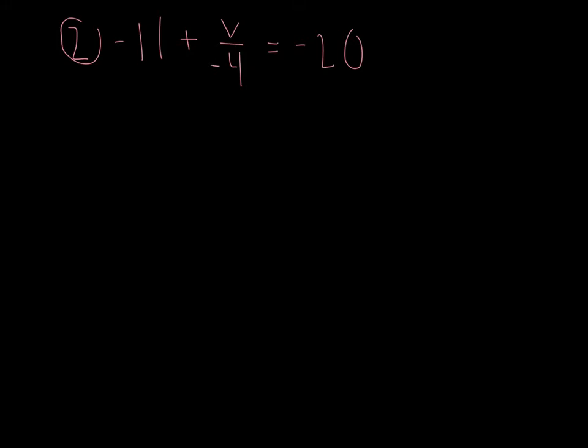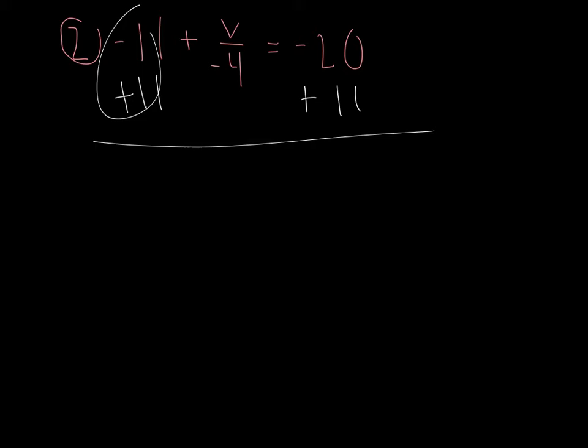So for example, to move this negative 11 to the other side, we need to do the opposite of negative 11, which is we would add 11 to both sides of the equation. When I say both sides, I mean both sides of the equation, the equal sign being there. So when we do that, we get 0 there. Negative 20 and 11 combines to make negative 9. So we're left with this v over negative 4 is equal to negative 9.